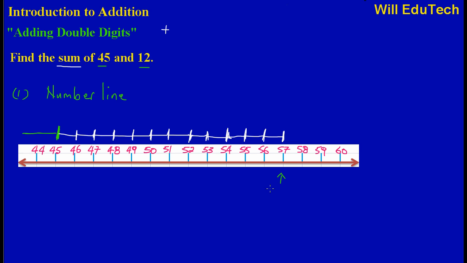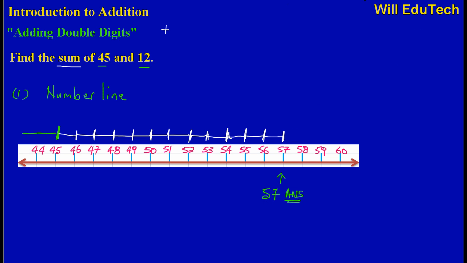57, that's where I stopped, so 57 would be my answer. So when I add 12 plus 45, or 45 plus 12, my answer is 57, and that's a quick way of looking at it.